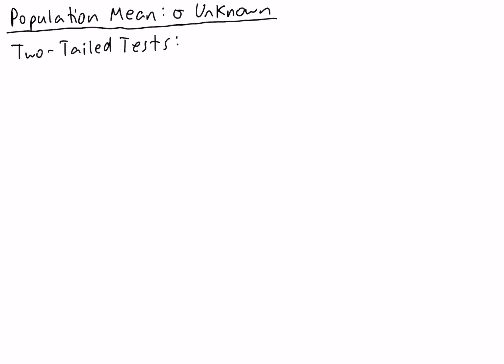Two-tailed tests are hypothesis tests that look like this. The null hypothesis is that the population mean is equal to some value, mu naught, and the alternative hypothesis is that the population mean is not equal to that value.